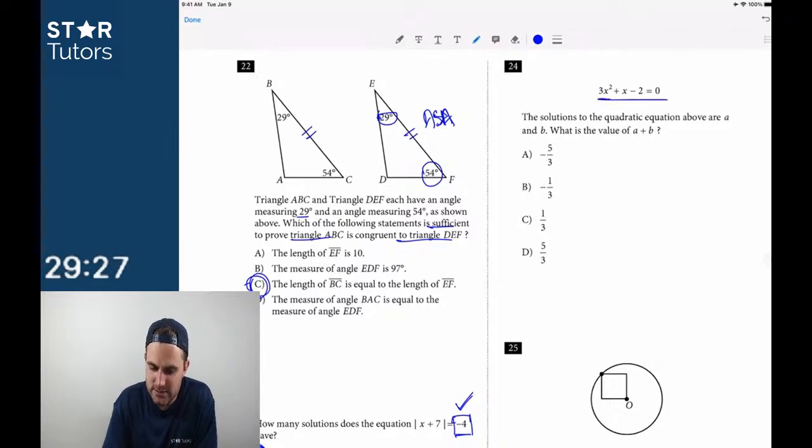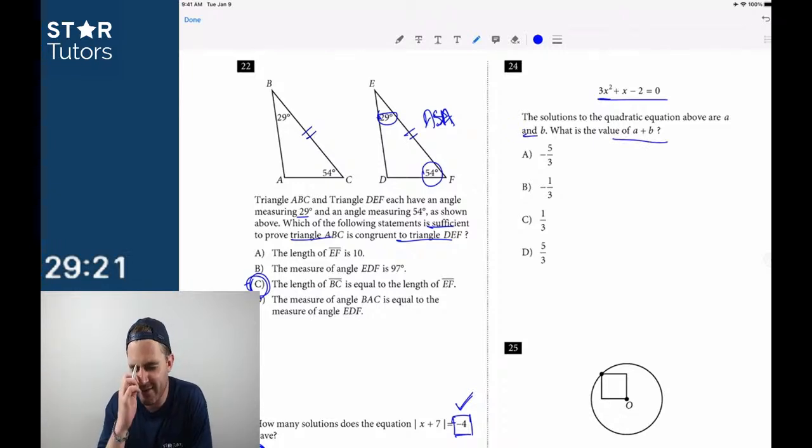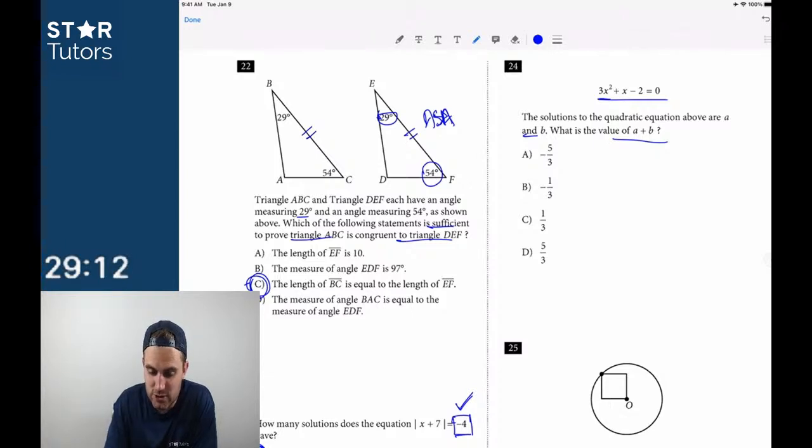Okay, 3x plus something times x minus 2, where the factors are a and b. What is the value of a plus b? If you have the polynomial root finder on your calculator, this is one where the calculator might come into play. But I still like to solve this the traditional way, because negative 2 is a prime number and 3 is a prime number.